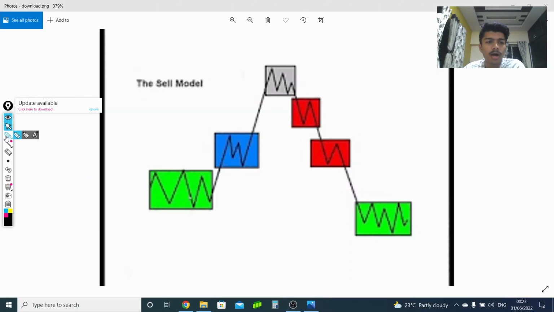So in this video, we are going to speak about the next topic on market maker buy model and sell model. In the last video, I explained what the market maker buy model and the market maker sell model are and how they get formed. Now, as we know how they get formed, we are going to learn how to use that information to execute our trades.